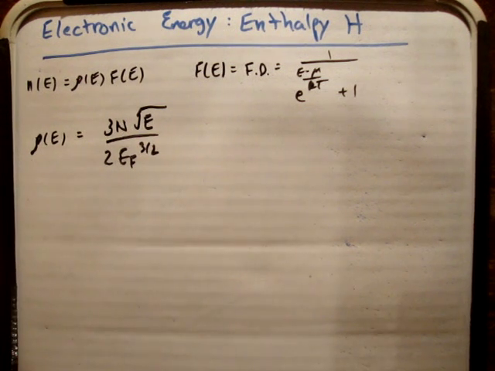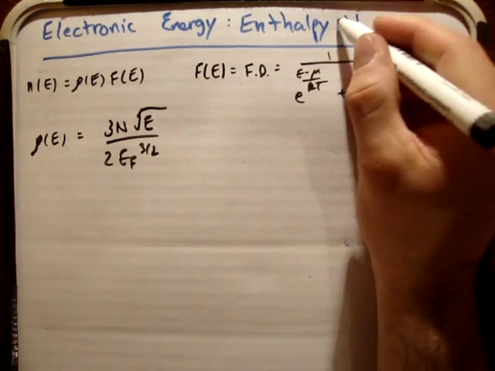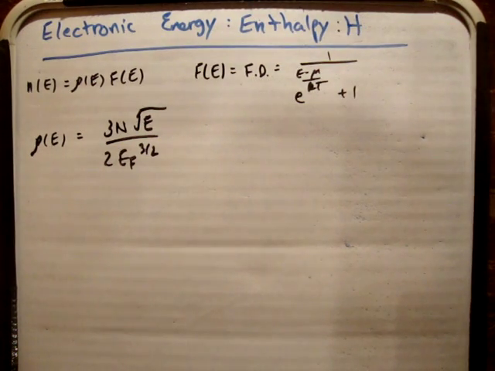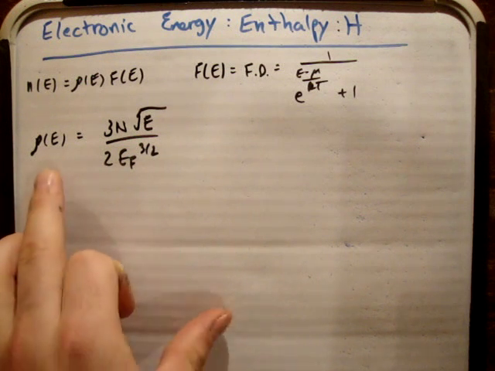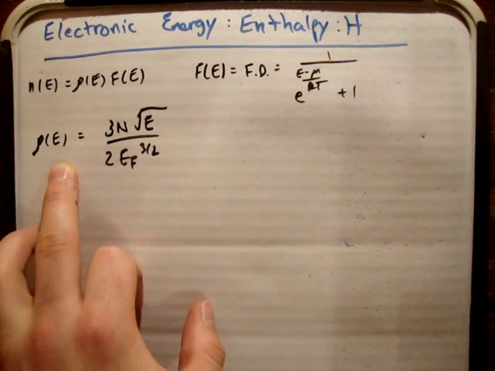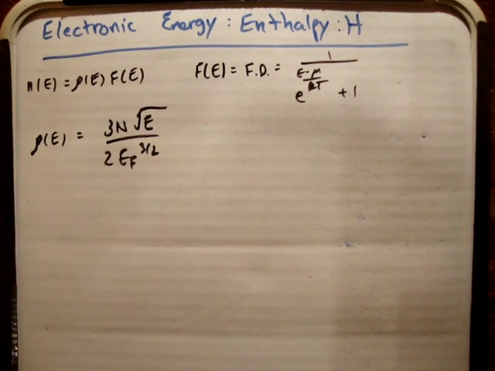Okay, in this video, I'd like to talk to you about the electronic energy, or the total energy in a system due to electrons. And I'm going to tell you that this is also called the enthalpy, which we give the variable capital H. So, this video leads on from a couple of other ones. It leads on from the chemical potential. It leads on from when I worked out the occupancy, or the density of states in energy space. And I use this, this is one of the forms of it.